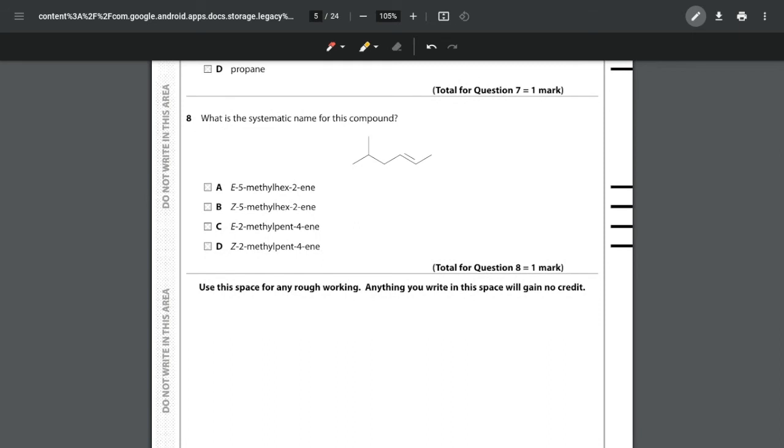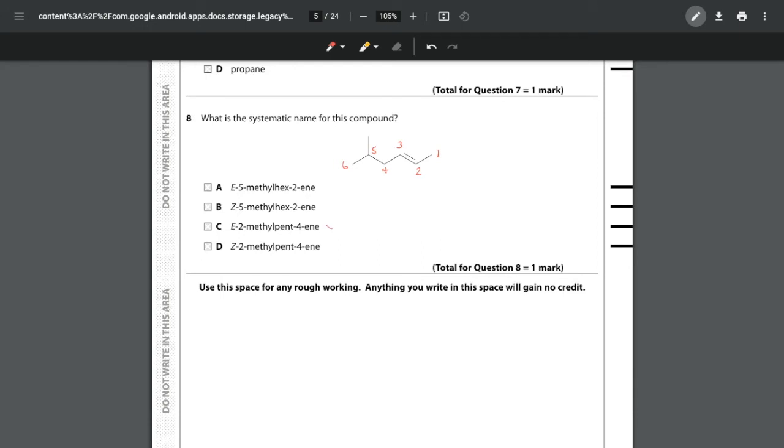Question 8 is looking at a systematic naming method. So we've got a compound that contains a double bond plus a chain, and we have to figure out how we name this. Now, our main rule here is that we have to have the double bond on the lowest possible number. That means our numbering must start from the right-hand side. So we have carbon number 1, 2, 3, 4, 5, and 6. This means our chain has to be on carbon number 5 and our double bond is between 2 and 3.